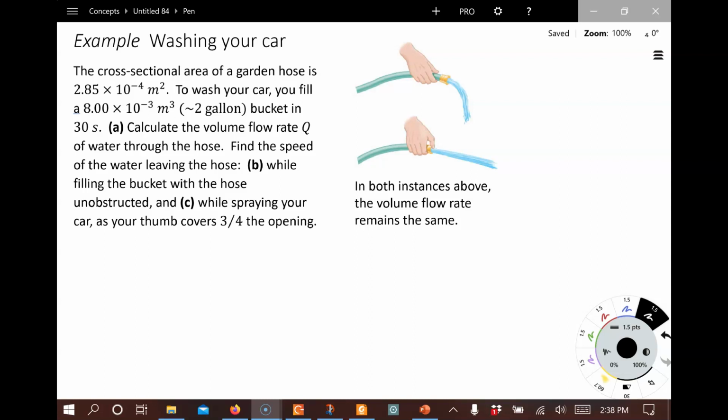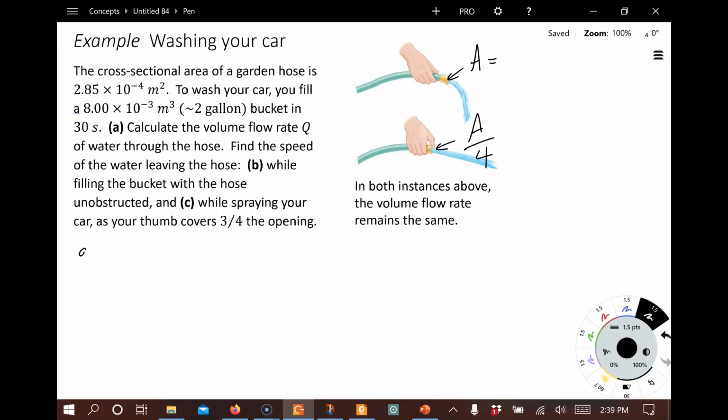We've been told what the cross-sectional area of the hose is here, right? So when the hose is opened, unconstricted, it's got a cross-sectional area which has a certain value. And over here, we're going to obstruct that with 3/4 of our thumb, so only 1/4 is left. This has only got 1/4 of the area that you have when it's unobstructed.